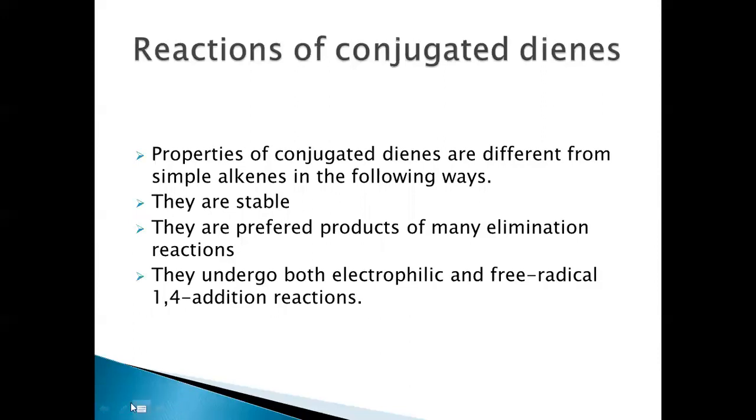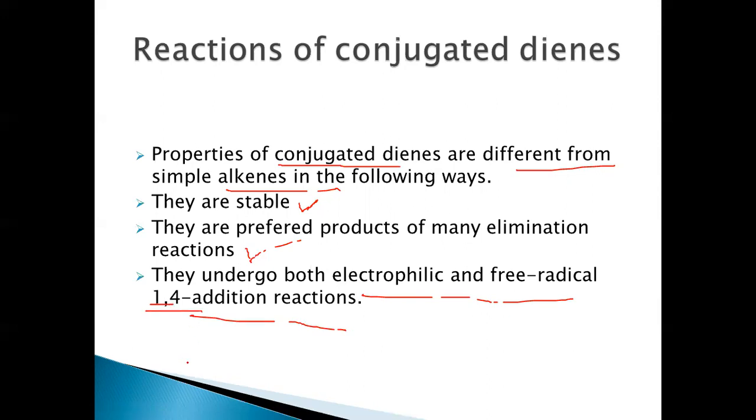Let's see the reactions of conjugated dienes. The properties of these dienes are different. Conjugated dienes differ from simple alkenes in the following way. They are stable because of the conjugation, because of the resonance which is possible in them. They are the preferred products of many elimination reactions, and they undergo both electrophilic as well as free radical addition reactions. In free radical, only 1,4 addition reactions are possible, whereas in electrophilic both 1,2 and 1,4 addition reactions are possible.